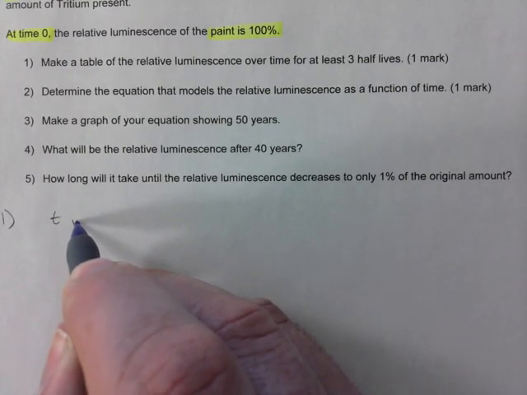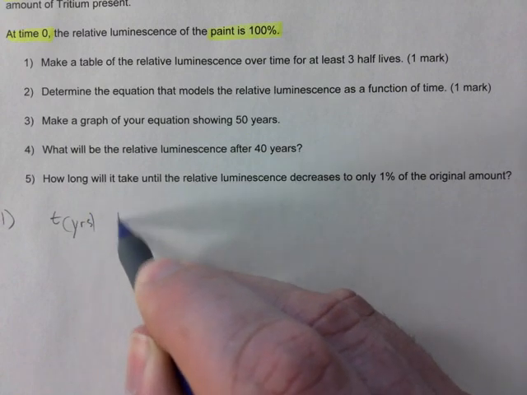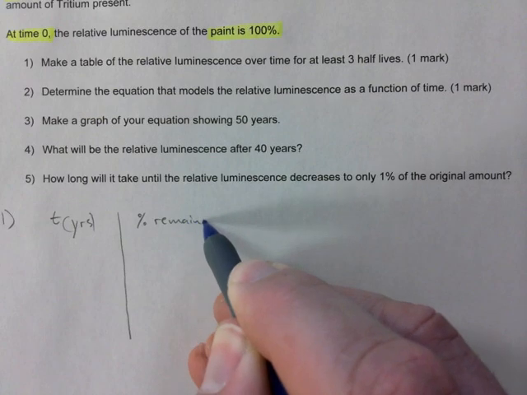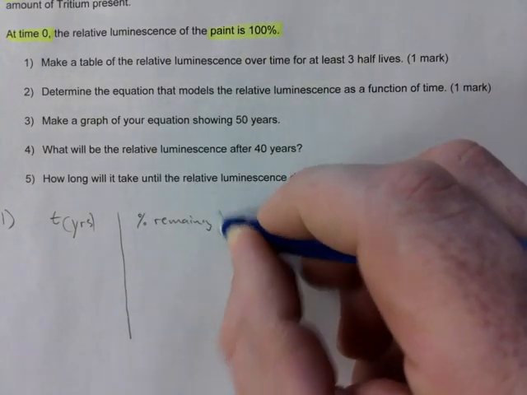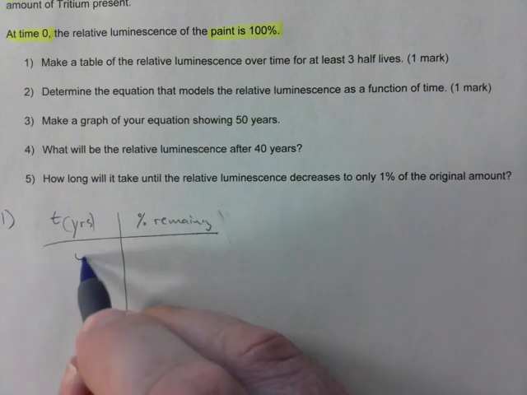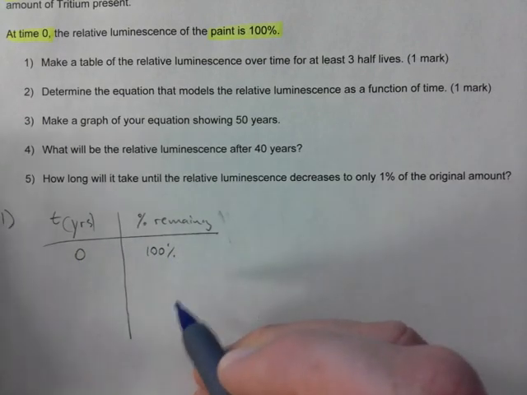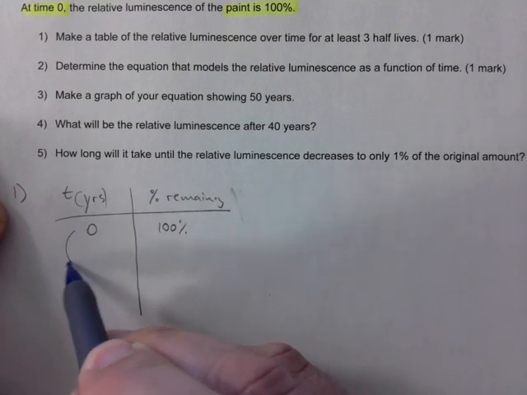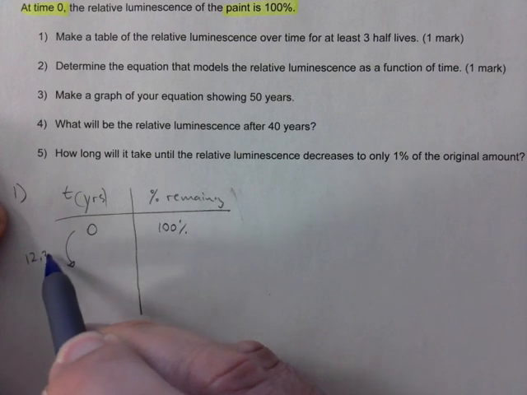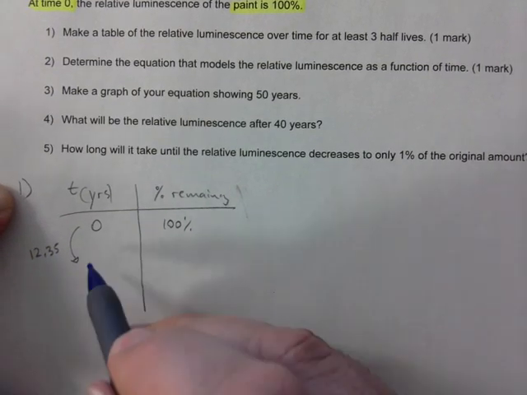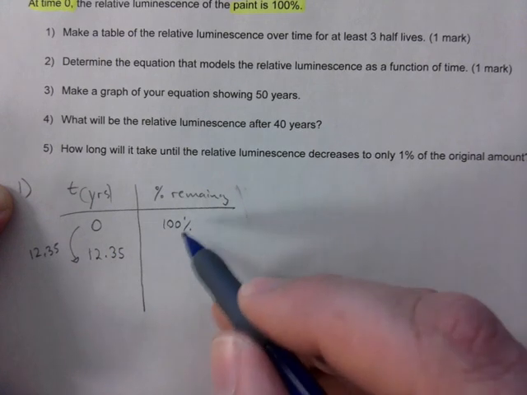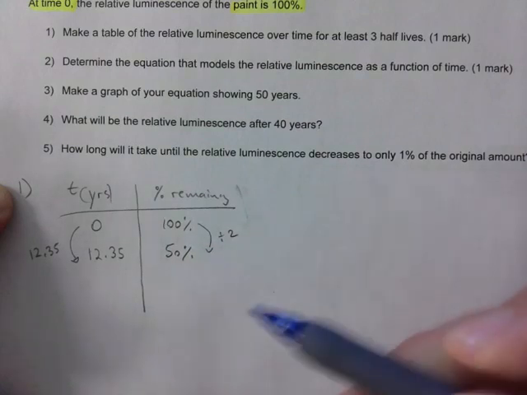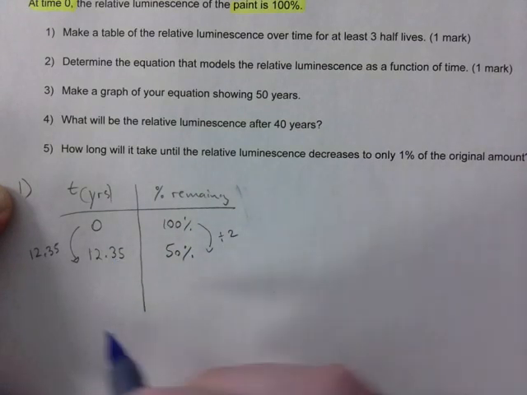So time is in years, and percentage remaining, basically, you can call this, or whatever you come up with. So at time 0, you have 100%. So here's where it comes down, right? What is the half-life? Well, the half-life is 12.35 years. Okay, so you add 12.35 to 0, and then this would be divided by 2, right? So this would be 50. So you're down to half of what you started after 12.35 years.